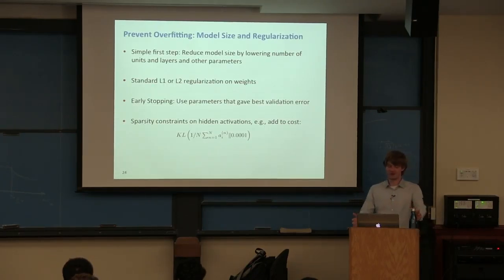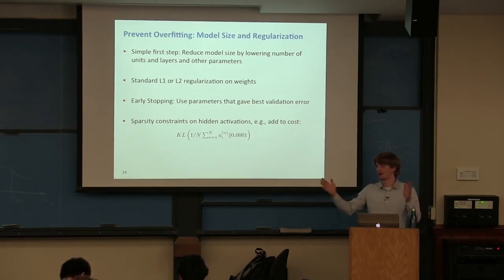A simple way to regularize is to just reduce the model size by lowering the number of units and layers and other parameters. Another really standard one is to just use L2 regularization. I actually never had that much success with L1 regularization. So all you want to do is add to your cost function the squares of all the elements of your theta vector. It's very straightforward, the gradients are simple, and everything.